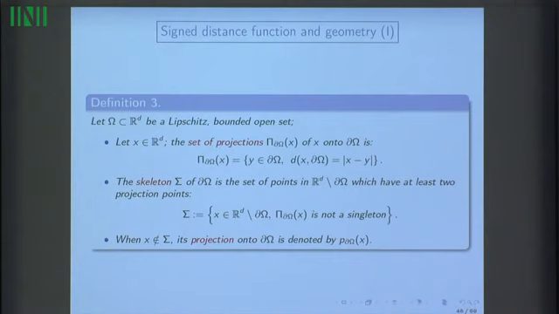Okay, so when it comes to the signed distance function, there are several sets that are of interest. The first set is, when we consider a point x in R^d, the set of projection points of x onto the boundary ∂Ω. This is the set of points on the boundary which minimize the distance from x to the boundary. So the skeleton of Ω is just the set of points where there are at least two projections on the boundary. On the contrary, when there is only one projection on the boundary, we'll denote it by p_∂Ω, like this.